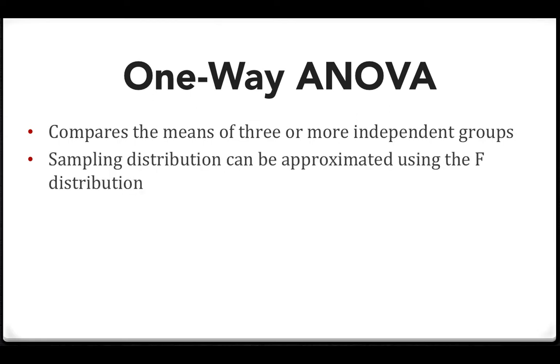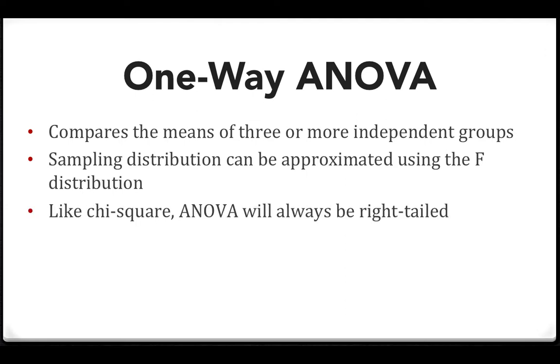When you're conducting an ANOVA, the sampling distribution can be approximated using an F distribution. As always, this is dependent on a few assumptions. The sample should be approximately normally distributed, and the sample standard deviation should be similar. Like chi-square, ANOVA will always be right-tailed. So when you're constructing an F distribution to find your p-value, it will always be a right-tailed test.